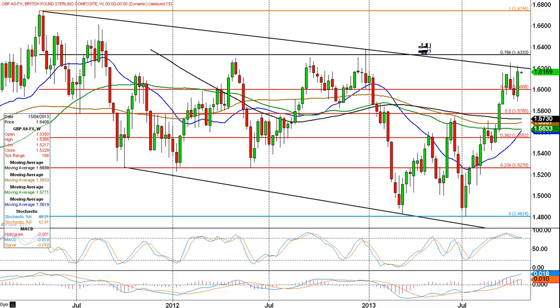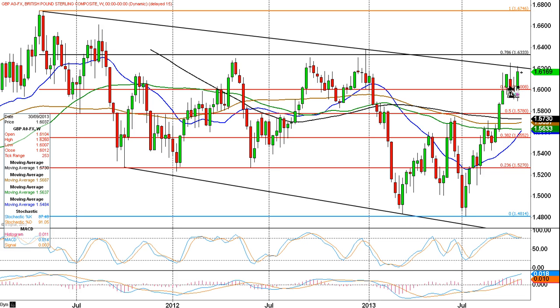We're looking at a weekly chart of cable, pound versus the US dollar. As you can see, this goes back about 2.5 years to the early part of 2011, and we're up testing this 2.5 year trend line up the top here, this black line. You can see we tested it a couple of weeks ago.